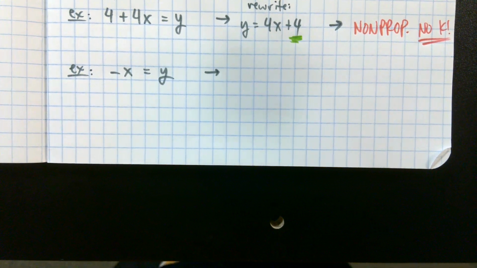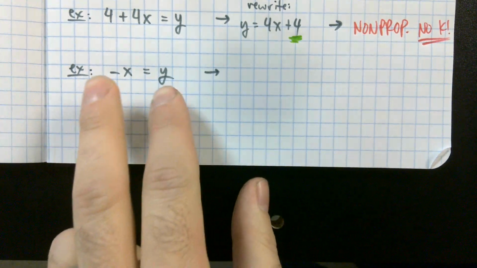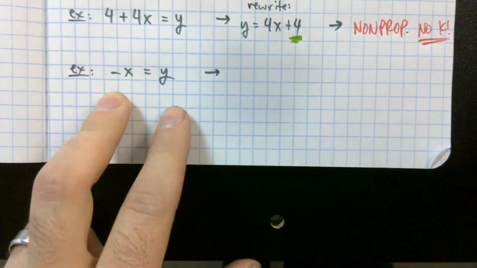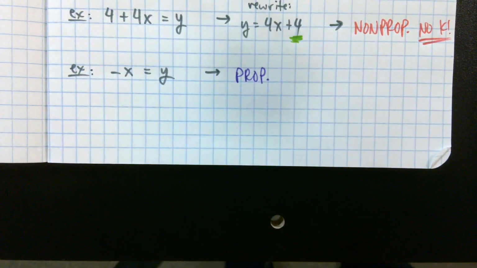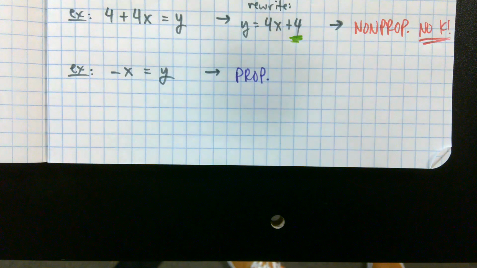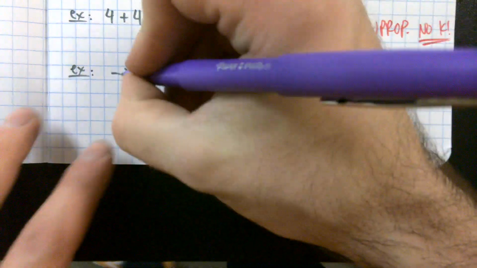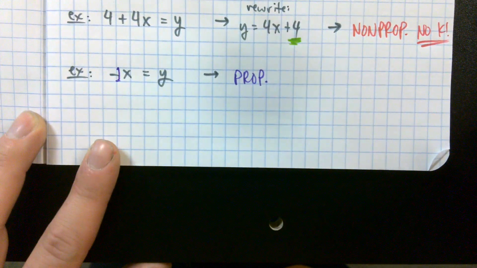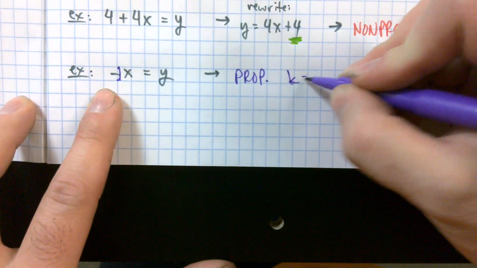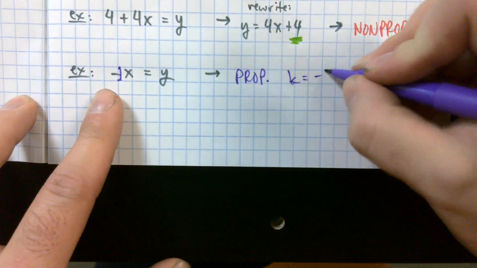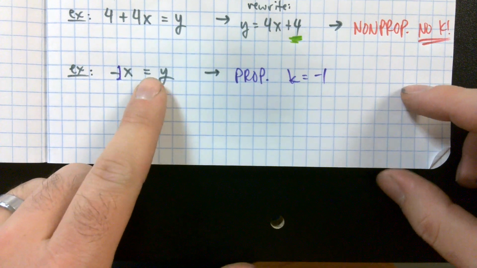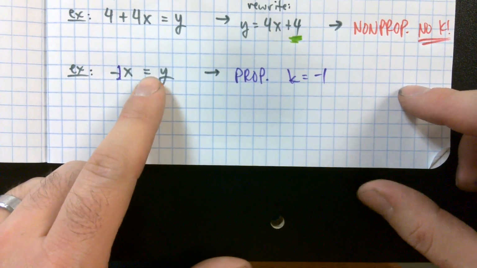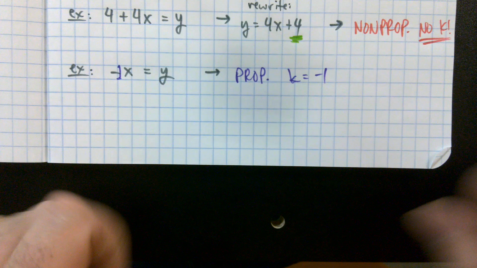Good. I see all thumbs up. Some sideways, maybe you don't know. This should be thumbs up. This is definitely going to be proportional. Okay? Is there a number in front of my x? Yeah, what is it, Jazza? It's a negative 1. So what is my k equal to? Negative 1. Is there a number being added or subtracted to my x off to the side? No. So that makes this proportional.